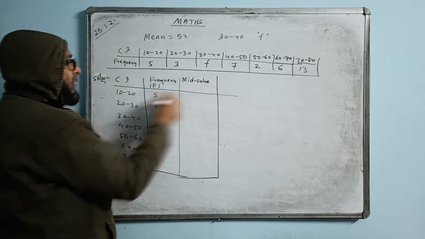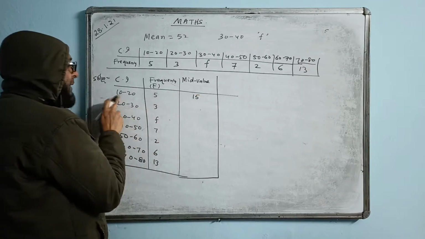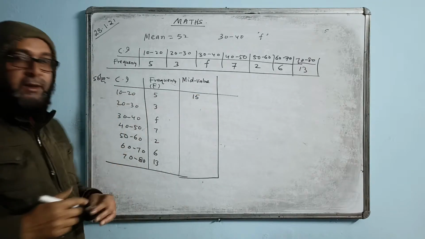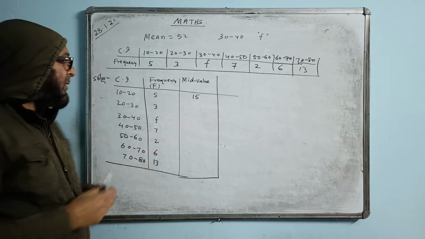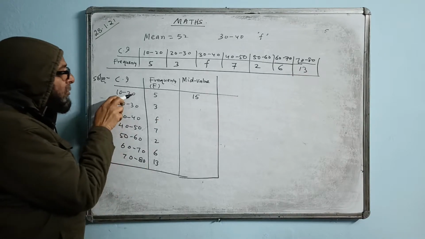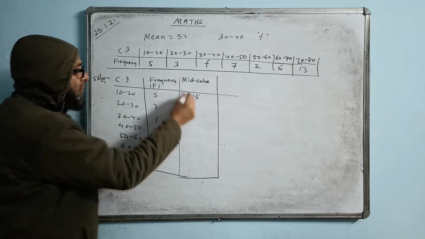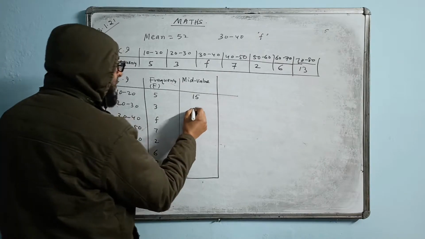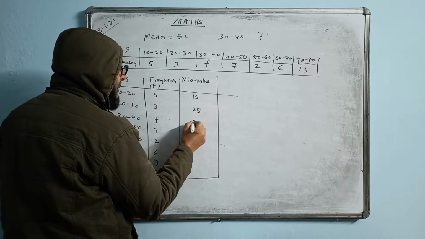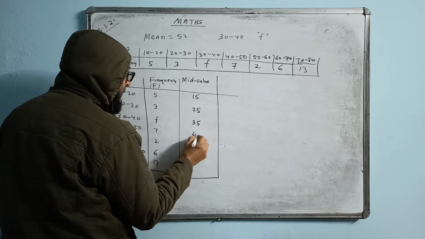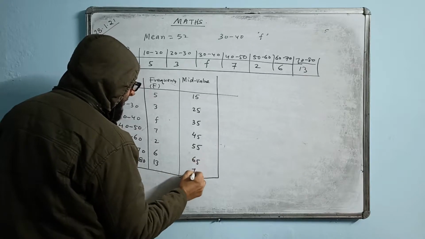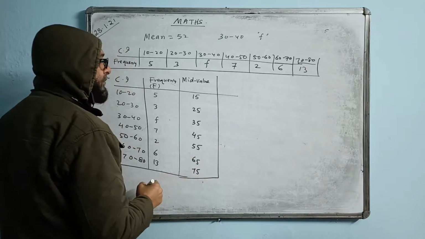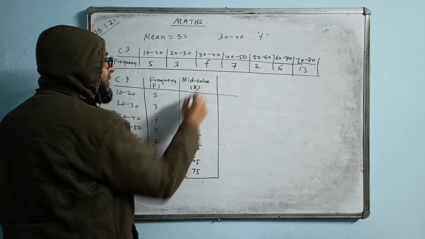10, 20, the mid value will come 15. Adding the two, divided by 2: 10 plus 20 is 30, 30 by 2, the answer is 15. Now the difference, how much is going on? 20, 30, the difference of 10. I will keep maintaining the distance of 10. That is 25, 35, 45, 55, 65 and the last value 75. Mid value will be x.